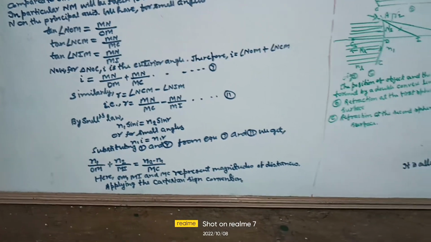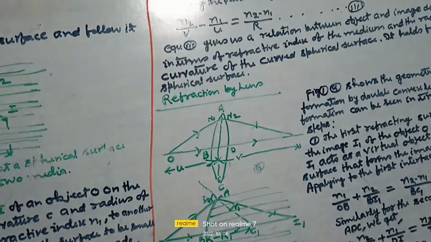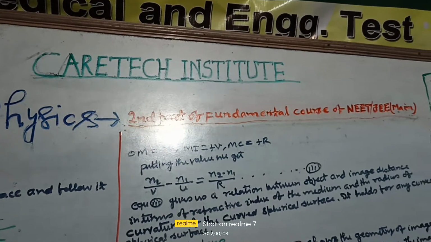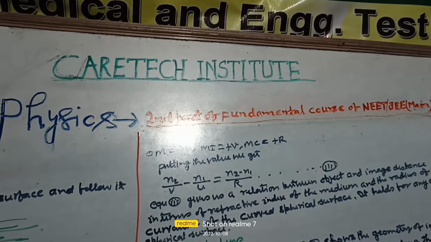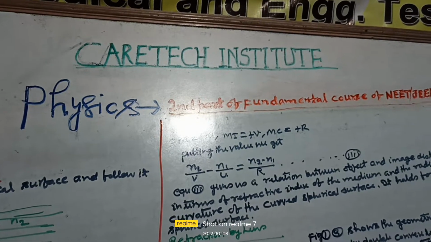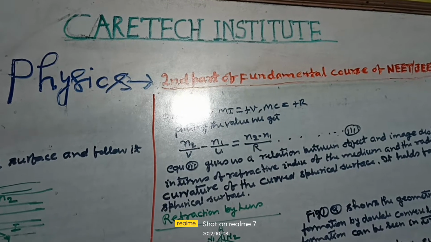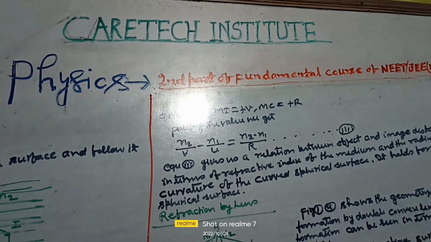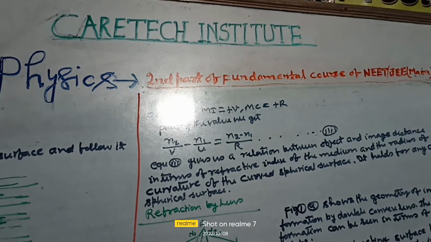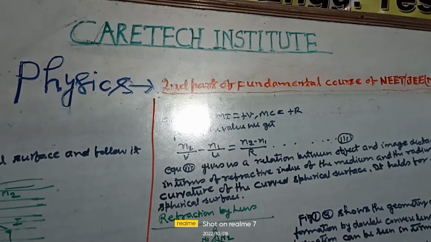Applying the Cartesian sign convention, OM = minus u, MI = v and MC = R. Putting the values, we get n2/v minus n1/u = (n2 minus n1)/R. Equation 3 gives us a relation between object and image distances in terms of refractive index of the medium and the radius of curvature of the curved spherical surface. It holds for any curved spherical surface.